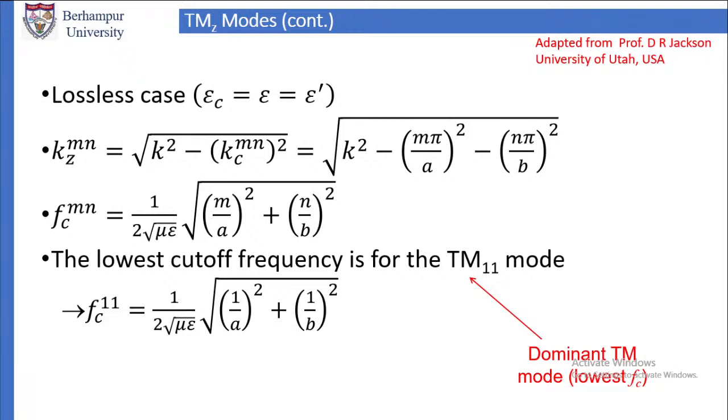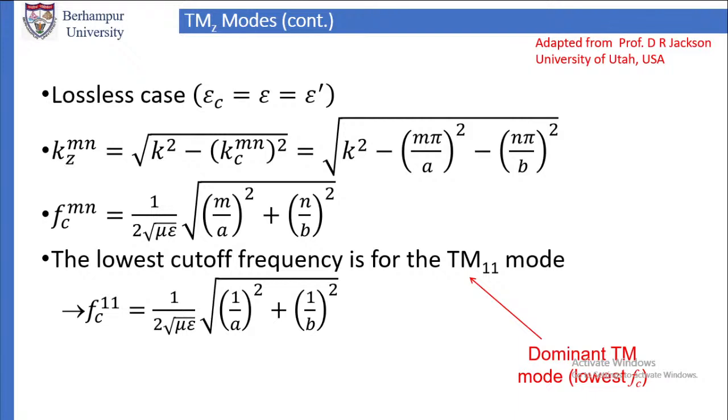Now we have to find out what the lowest cutoff frequency is. The lowest cutoff frequency will be for m is equal to 1 and n is equal to 1, because m is equal to 0 or n is equal to 0 does not exist here. So the lowest value will be for m is equal to 1 and n is equal to 1. Therefore, the dominant mode here is the TM11 mode.